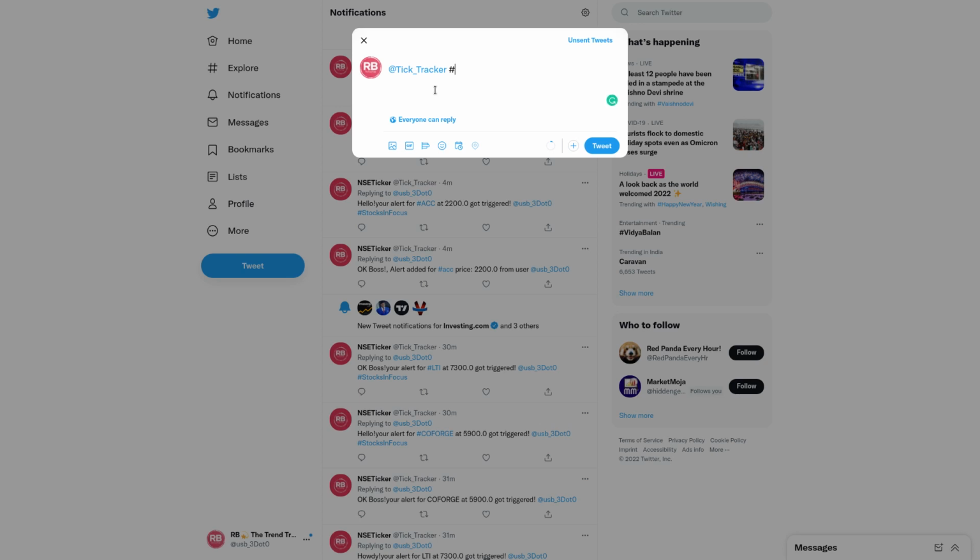The reason for this is that when the app is trying to reply to a particular tweet, it has to make sure that every tweet has just one single tracker or one single alert.